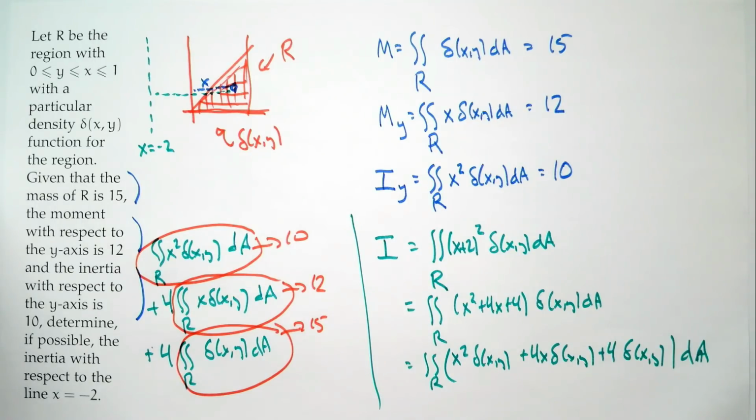pull off these pieces. So what we end up with is 10 plus 4 times 12, which is 48, plus 4 times 15, which is 60. Well, 60 plus 48 makes 108. Tack on 10 more, that's 118. And so that's how much inertia there is with respect to the line x equals -2.